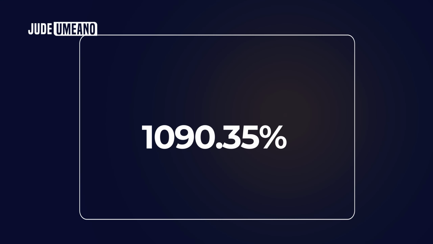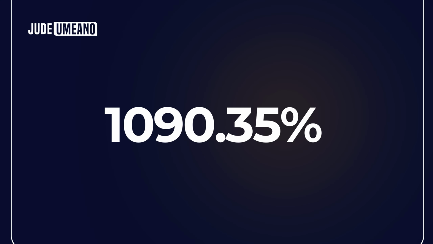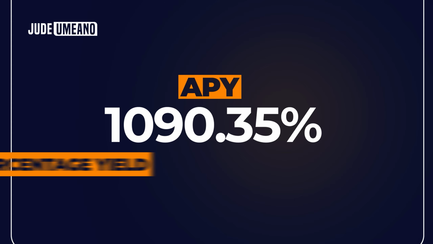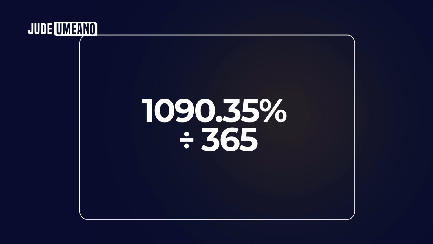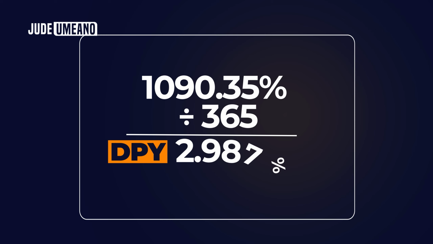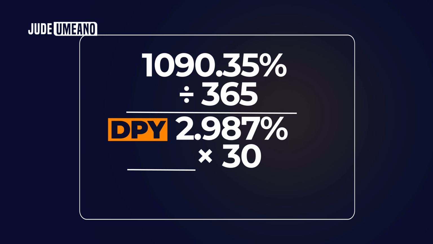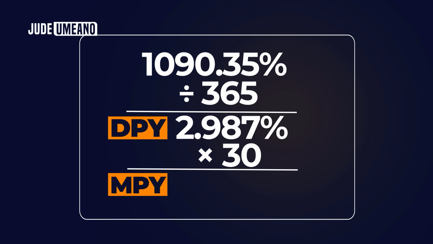Now, the APY offered here is 1090.35%. This is the APY, which is the annual percentage yield. If we divide this by 365, we'll have a daily percentage yield of 2.987%. Now, multiply by 30, I will have a monthly percentage yield of 89.6%. Now, let me go to the app and show you how to take part in this project.